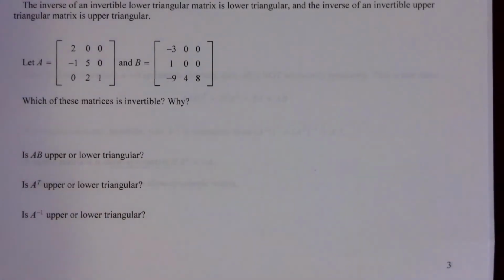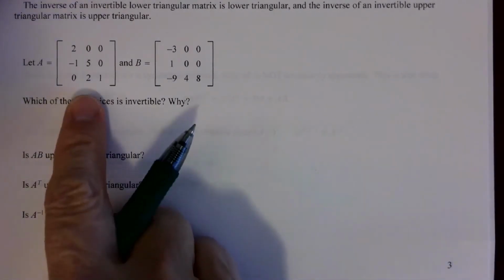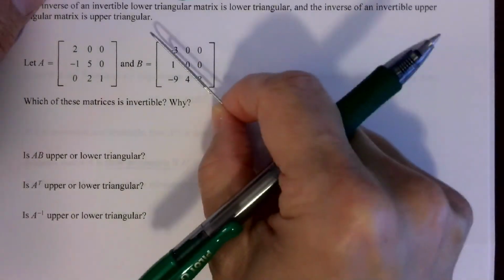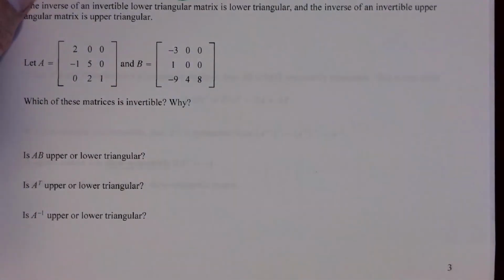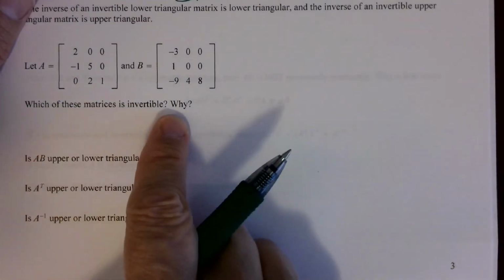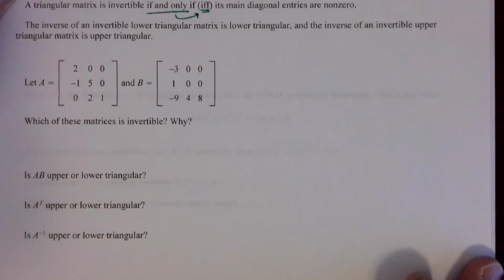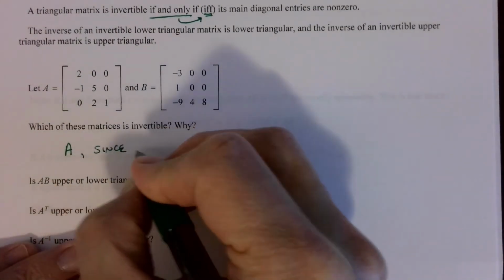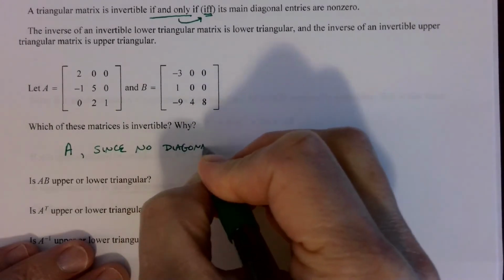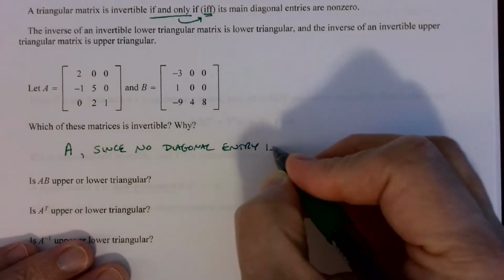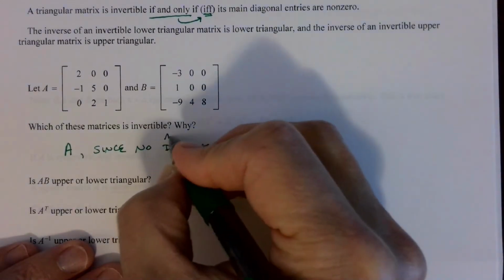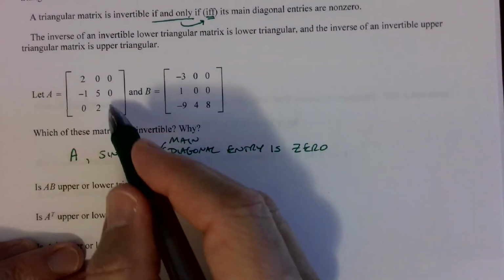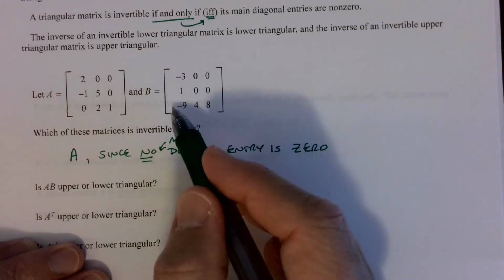So just as a review, here I have two matrices. Notice A is a lower triangular matrix because everything above the main diagonal is 0. And same thing for B. These are both lower triangular matrices. Which of these matrices is invertible? Based on what we talked about, which one is invertible? The answer is A. And the reason why? Well, no main diagonal entry is 0. All right, here's the main diagonal. Here we have a main diagonal entry that is 0, which tells me this matrix is singular, non-invertible.